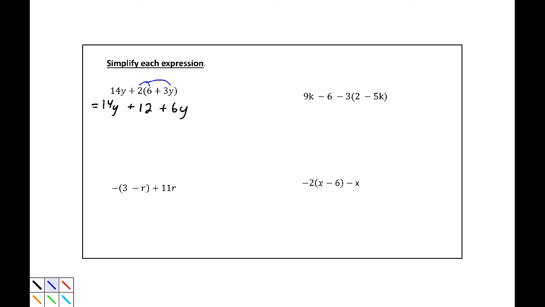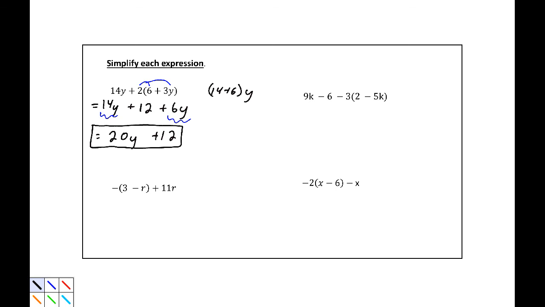Now I can combine like terms. I have 14y and 6y. That becomes 20y. Write that off to the side: 14 plus 6, all that times y. 20y plus 12.